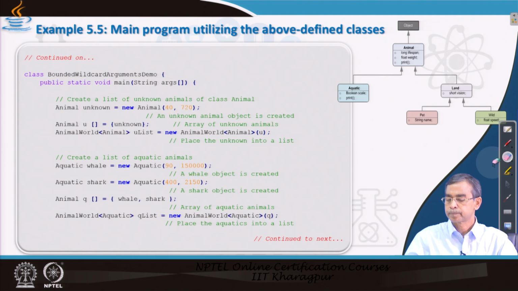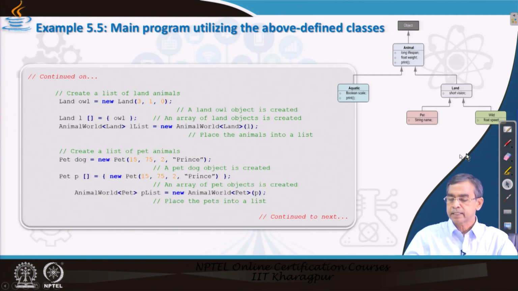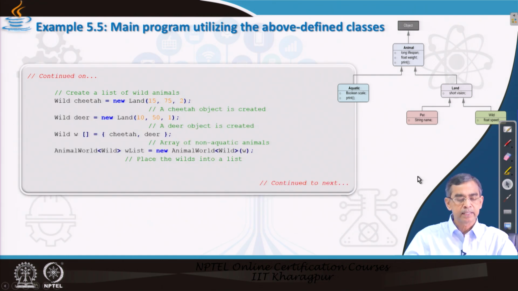Now, likewise we can create the list of animals belonging to each class, and this is the same extension. The L list is basically the list of land animals, and this P list is the list of pet animals, and likewise this is the list of wild animals. So, W list we can say. So, these are the different wild animals, and the list is created.